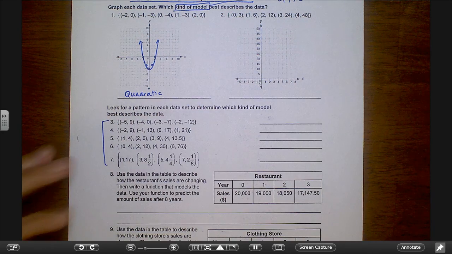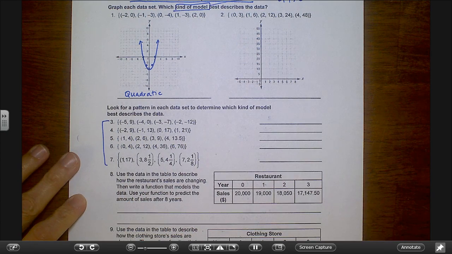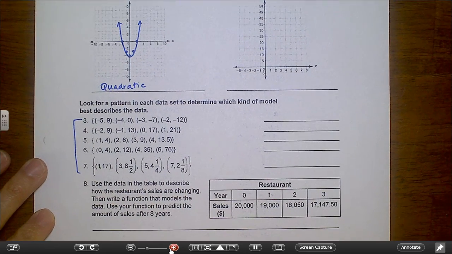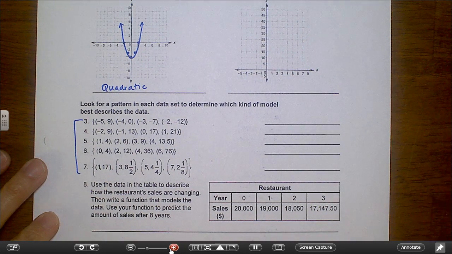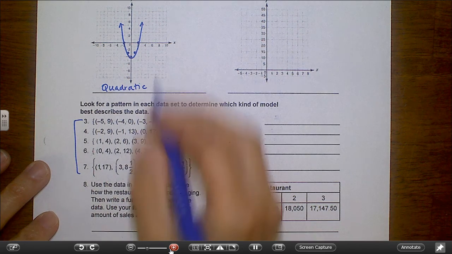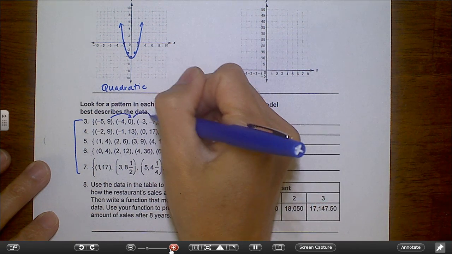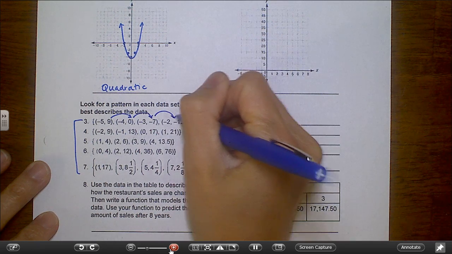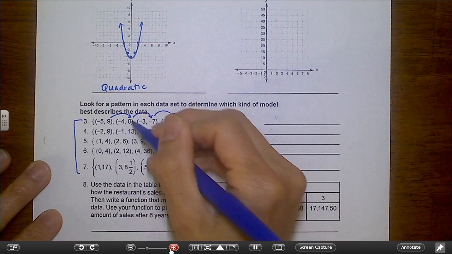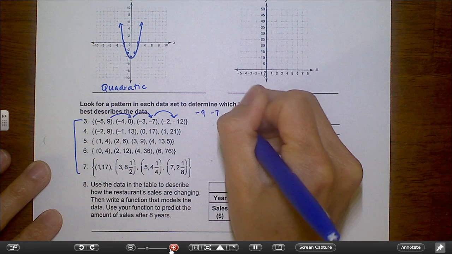3 through 7, you are going to look at the differences in the y values. Okay, so again, remember, you always, and for sure, have to make sure that the x value is going up by the same amount every time. So -5, -4, -3, -2, that's great, going up by 1. So 9 to 0, and then 0 to -7, and then -7 to -12. So 9 to 0, I have a -9, and then 0 to -7, I have a -7, -7 to -12, I have a -5.